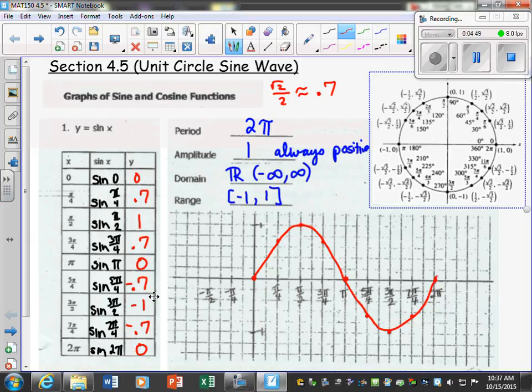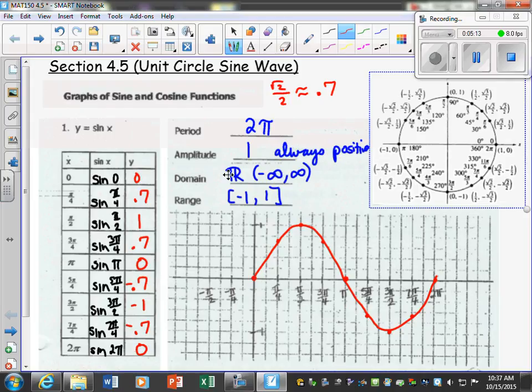Okay, so this is going to be the parent graph of our sine wave, and then let's also verify the period to go all the way around the unit circle, which we did. This is all the way around, which is 2 pi. This is going to be a sine wave with a period of 2 pi. The amplitude is the height, it's the absolute value, so from here to here is 1.